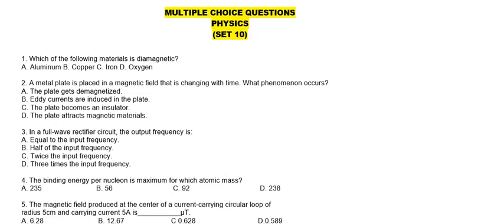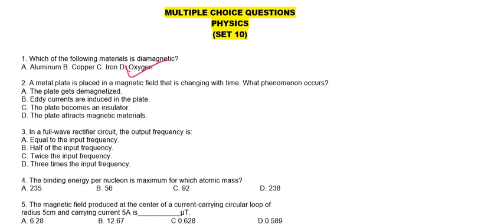Let us begin with set number 10 for multiple choice questions. First question, which of the following materials are diamagnetic in nature? So the answer is oxygen. Now these are a few examples of paramagnetic and ferromagnetic substances. So in case of diamagnetic, oxygen is an example in the given question.